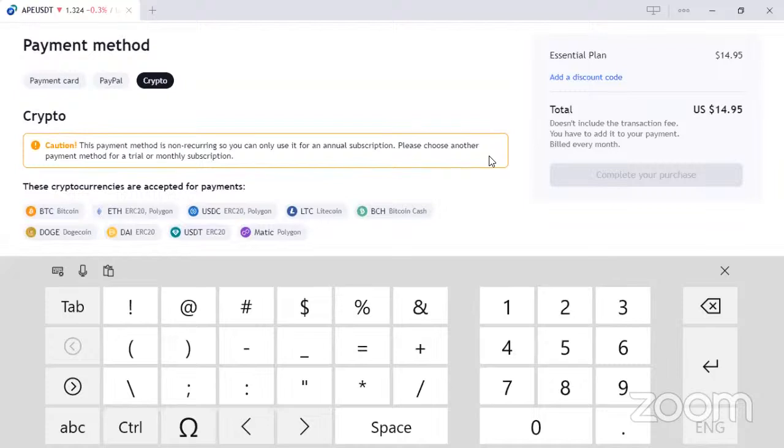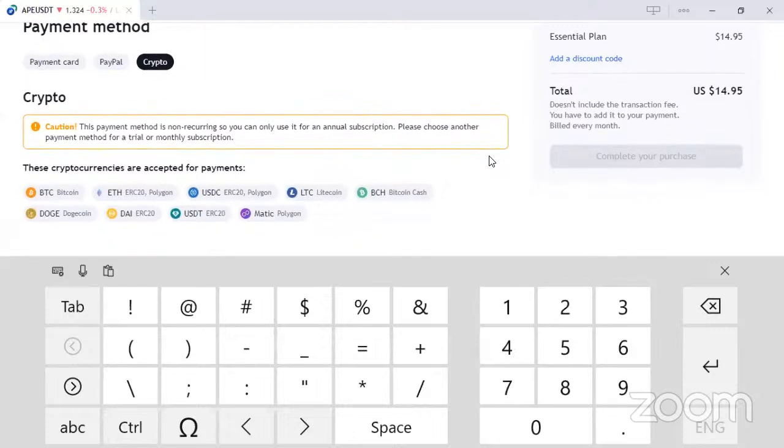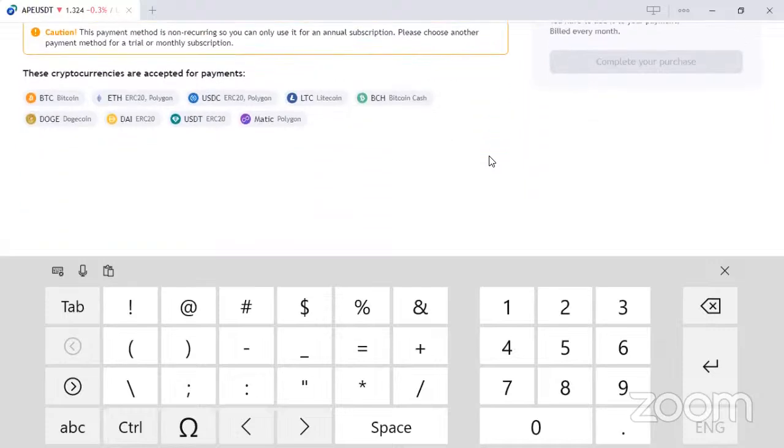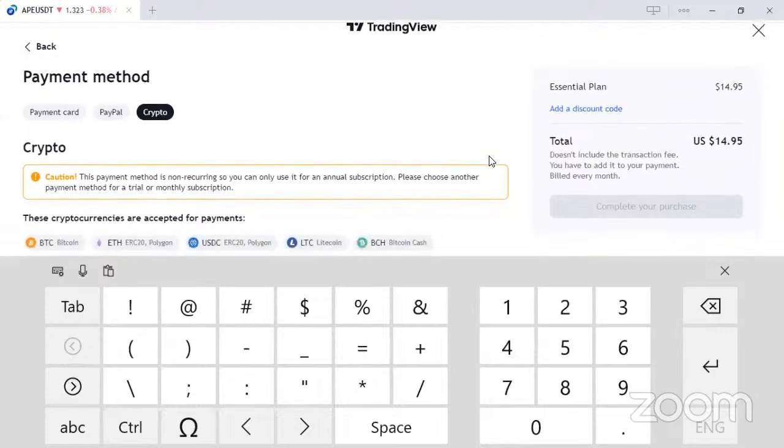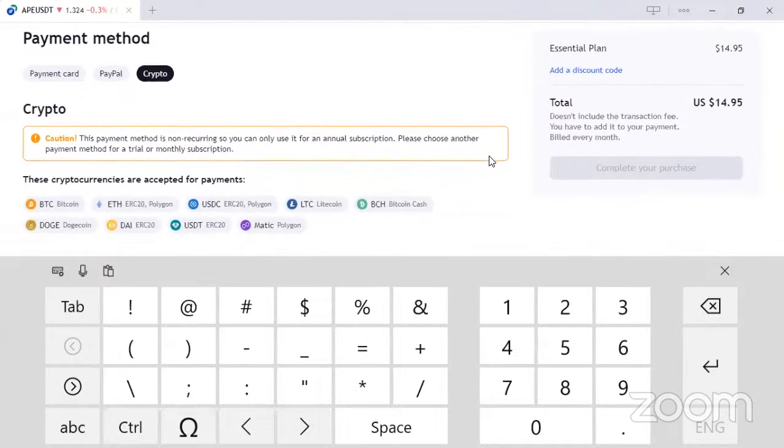And there is Bitcoin. There is ERC20, Ethereum, Litecoin, Bitcash, USDT, ERC20. Then there is Matic Polygon. Then you choose, but why are they not allowing Matic? No, this is the cheapest. Why? Caution, this payment method is non-recurring. So you can only use it for annual subscription.